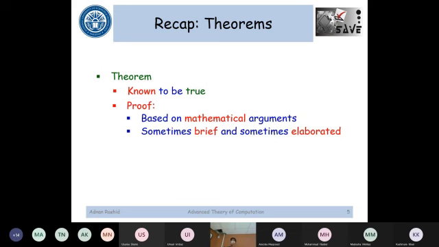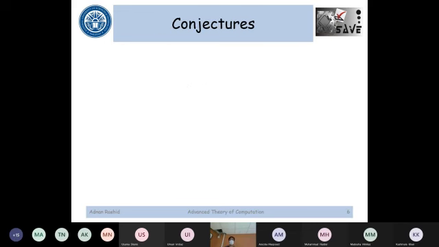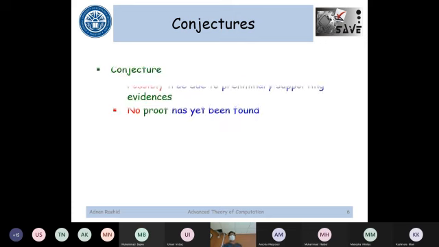Before I move towards different types of proof, guys, I will be telling you about conjectures. Precisely, if you talk about a conjecture, guys, it is possibly true, but no proof has been constructed for that case. And if you have a proof for that theorem, that would not be a conjecture, because that would become a theorem, because you have a proof for that.